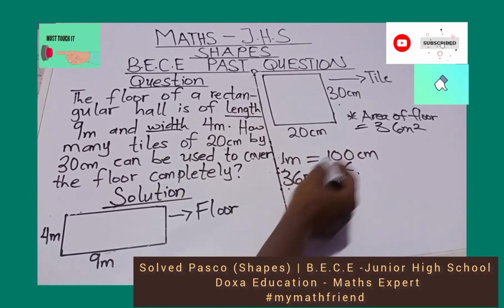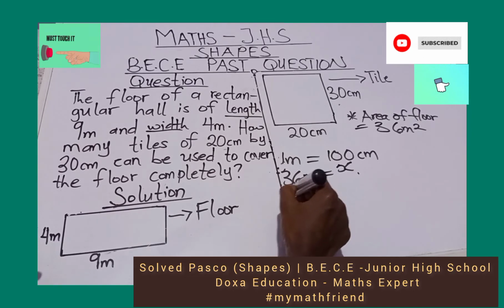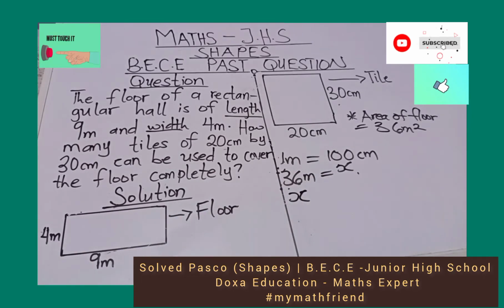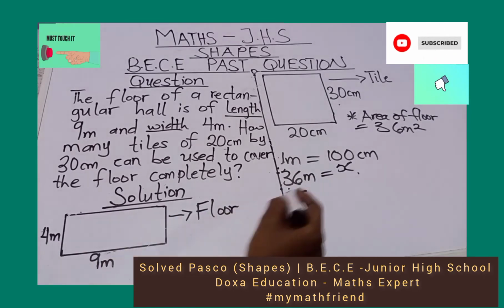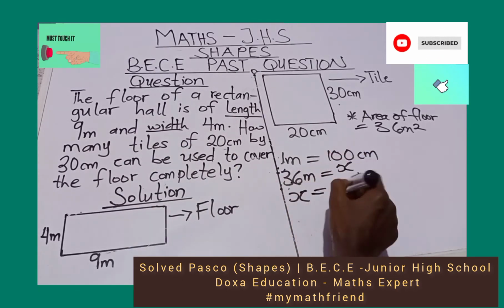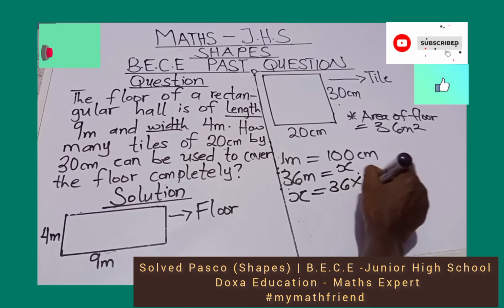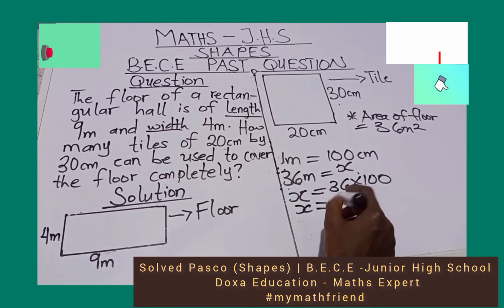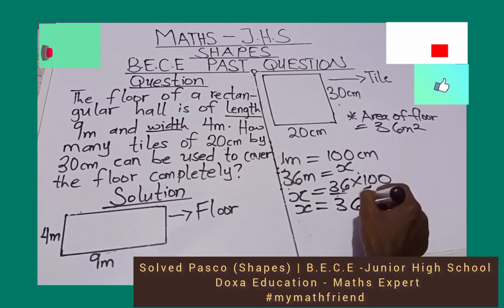Number times x, 36 times 100. X times 1 is x. Number by a variable: if it's 1, the 1 is beside it. Since it's 1, you don't write it. So x equals 36 by 100. You multiply the non-zeros. 36 by 1 is 36. Then you add the two zeros.